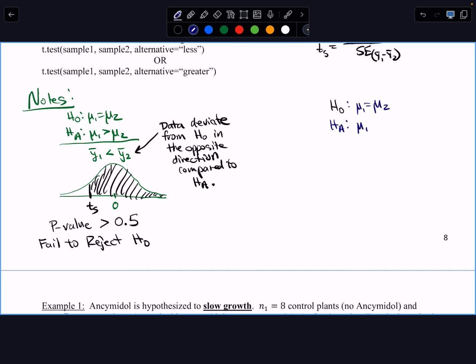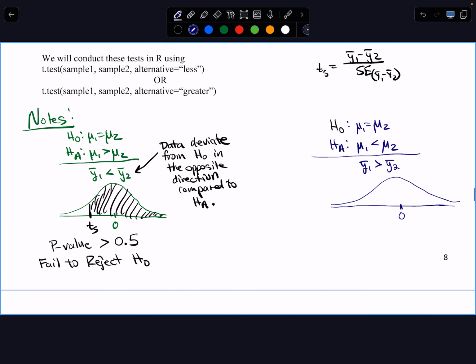So we'll put this in the notes really quickly. Let's say that this is my hypothesis test that I want to conduct. And when I look at my sample means from my data, I see that my sample mean from group 1 is greater than my second sample mean. So when I get my test statistic, it is going to be a positive value because y bar 1 is greater than y bar 2. So that means that numerator is positive.